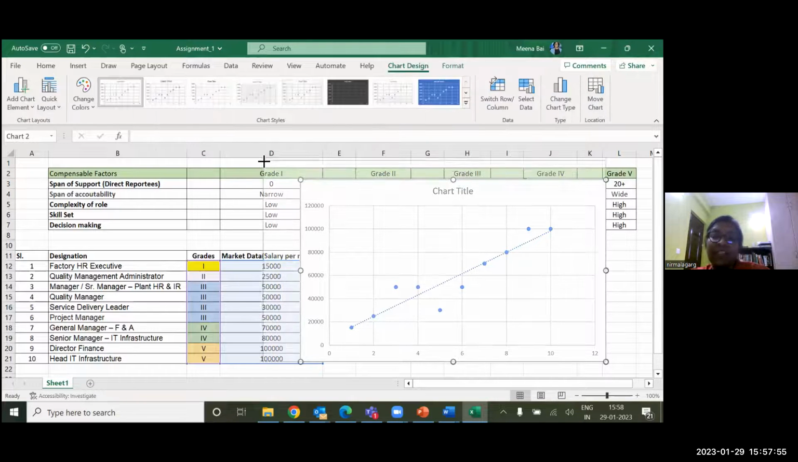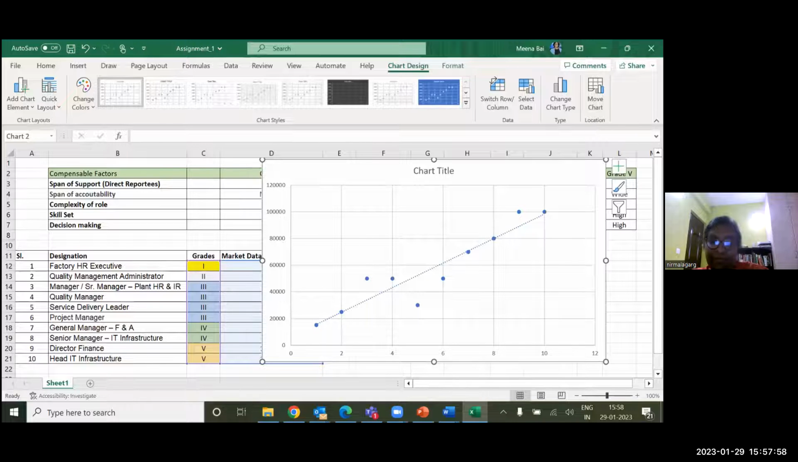This is called a scatter graph. Let me tell you guys, it's always nice to do a scatter graph. Then you will know exactly how your positions are aligned with the market data. The closer the positions are to this, which is called a pay line, the better the fit. The further away they are, the more the way you're paying is nowhere near what the market pays. But this is a good fit, except for a few positions.